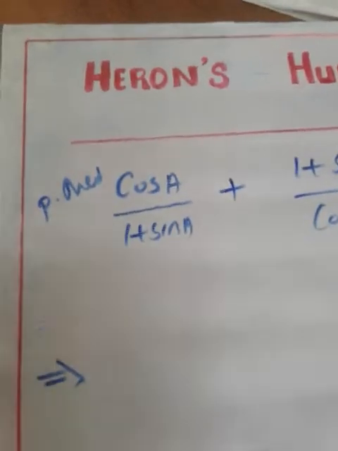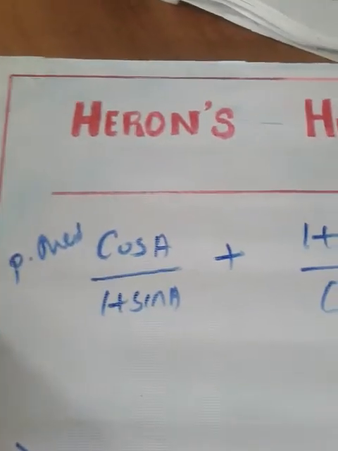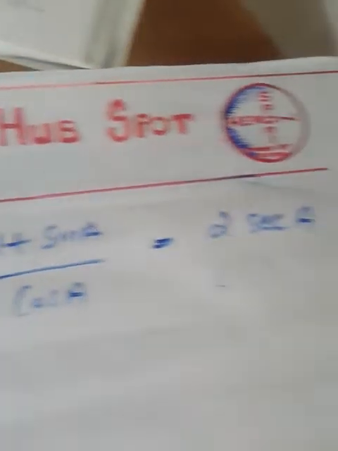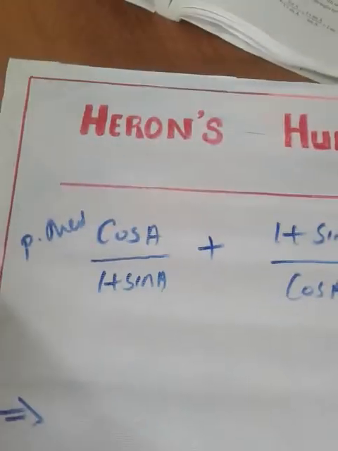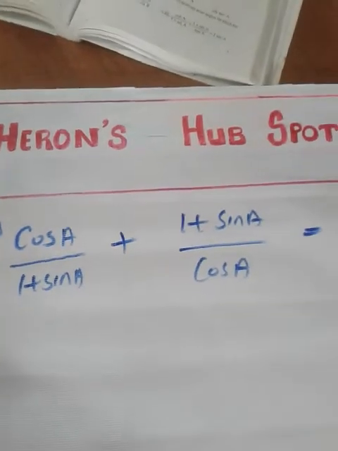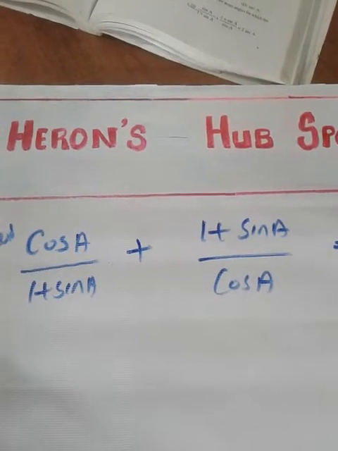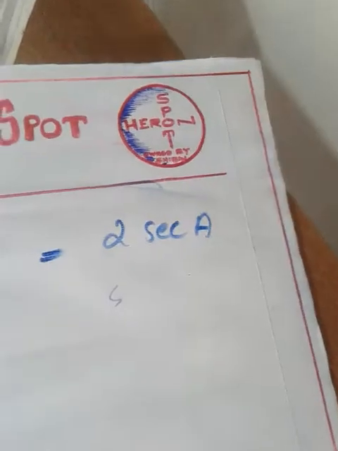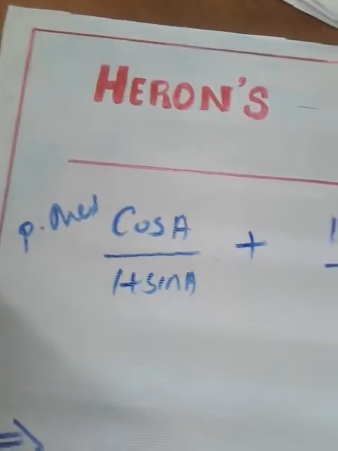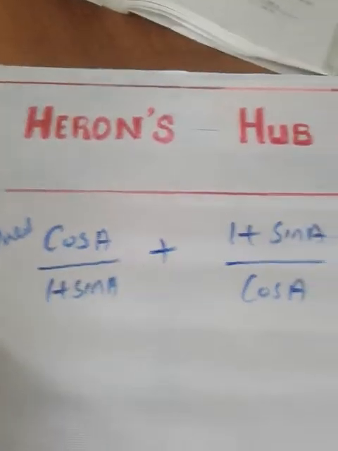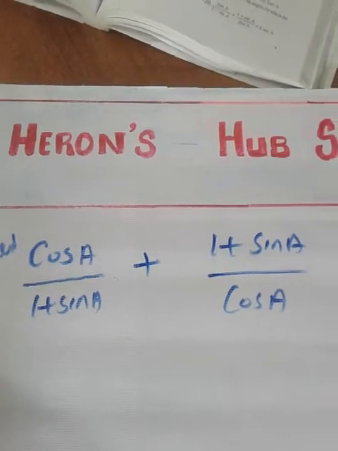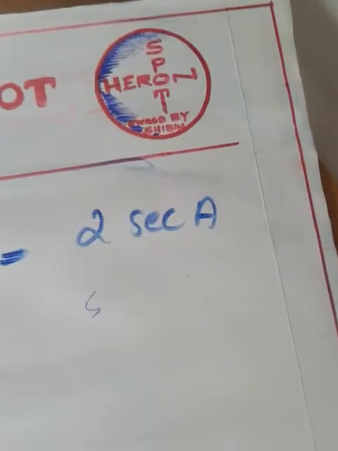And next is: prove that cos A by 1 plus sin A plus 1 plus sin A by cos A is equal to 2 cosec A. This is your question. And you just see, we have to make some arrangement in the LHS. We have to make it as 2 cosec A. That means we have to simplify this lengthy LHS, and we have to prove this very short RHS, isn't it?